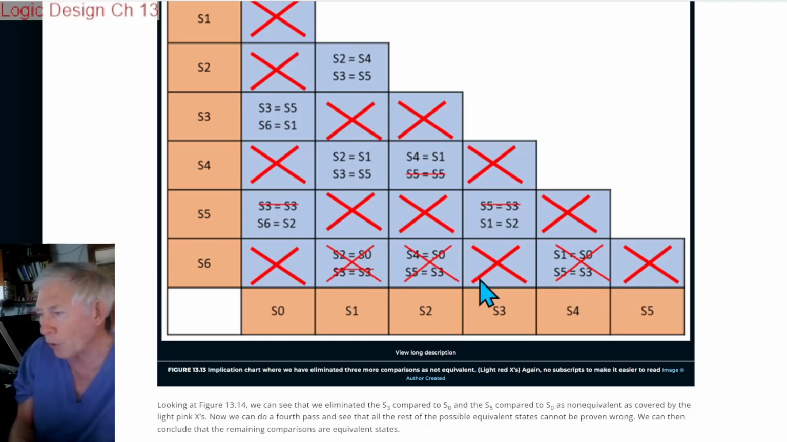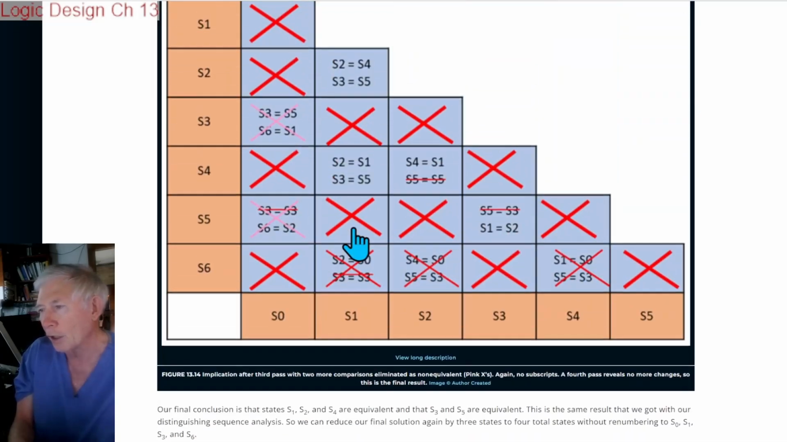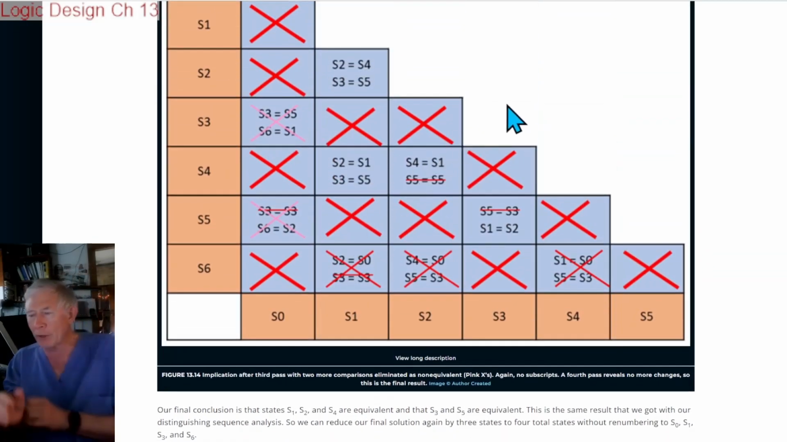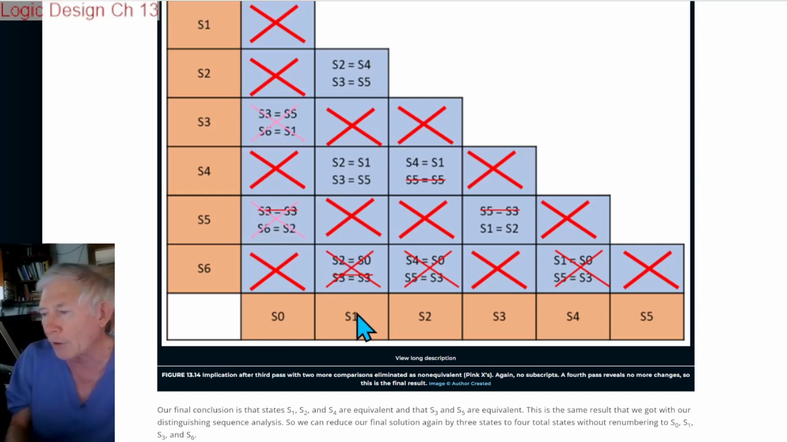And so forth. We go through the whole map, and then we've crossed out some more with these lighter squares. So now we're just left with these. Now we look at it one more time. Can we cross anything else out? And it turns out that we can't cross anything else out. So when we finally can't cross anything else out, we're left with the conclusion that S1 and S2 are equivalent.